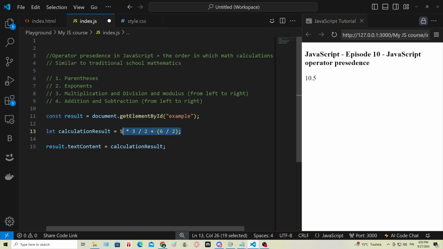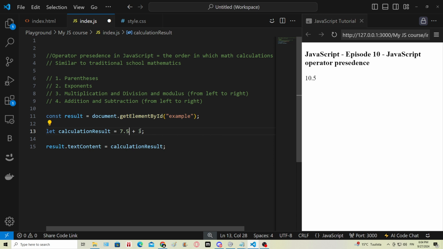Alright, here's our next calculation. This time we have some parentheses in here. Parentheses are the number one thing that we'll calculate. So 6 divided by 2 is going to be 3. And then we are going to do the multiplication because there's no exponents. So 5 times 3 is going to be 15. Then we will divide 15 by 2. That will result in 7.5.